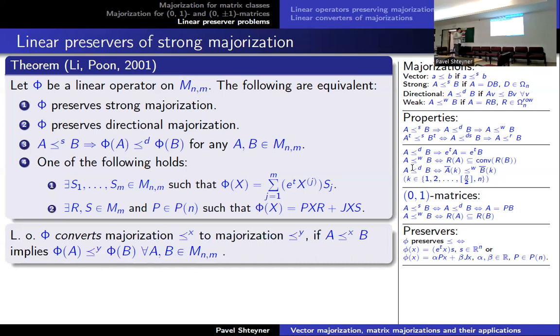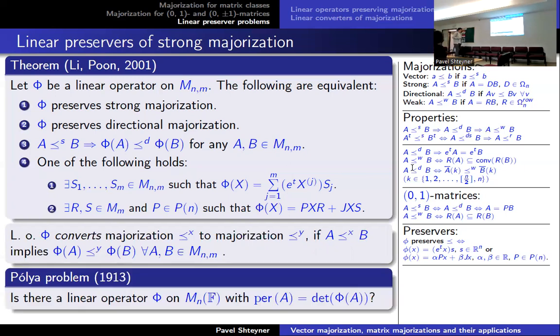So let's look at the third condition. These types of operators are called converters. This is a generalization of a preserver. It doesn't need to preserve, but instead it changes. So you have one type of majorization in the pre-image, then you should get a different type of majorization in the image. They're called linear converters. So this is a converter from one majorization to another. And this is also quite a problem.